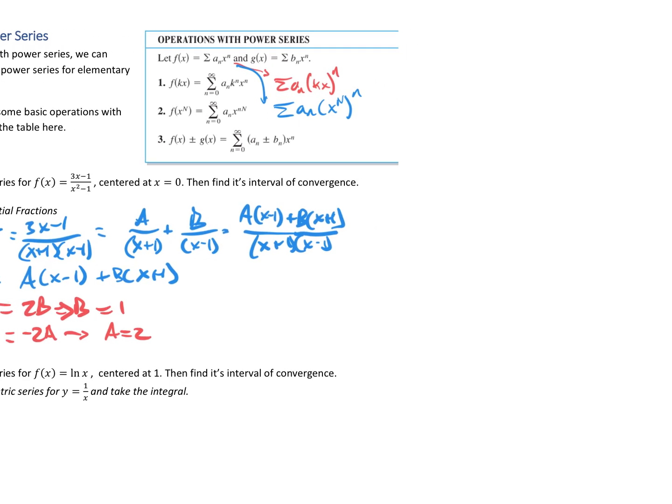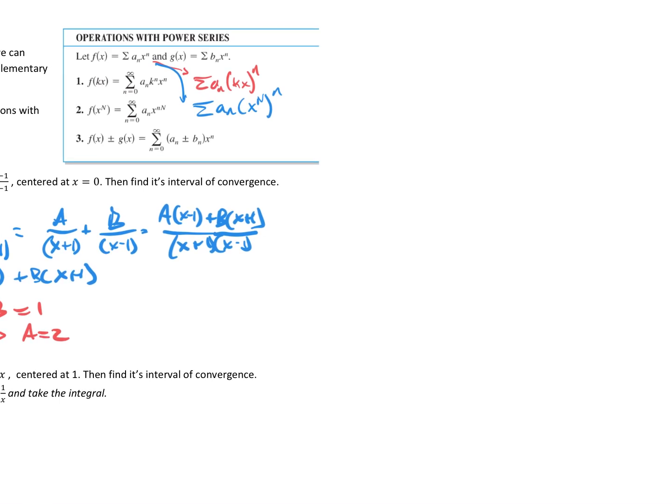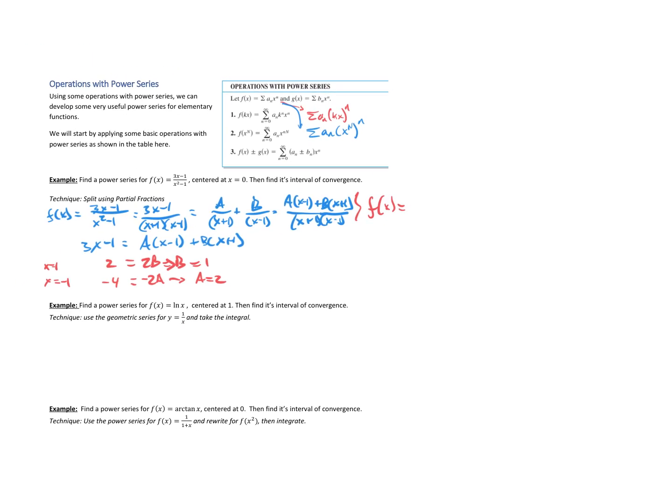All right. So all that to say, we now have f of x can be written as 2 over x plus 1 plus 1 over x minus 1. Oh, I'm sorry, I wrote that backwards. So that should be 2 over x plus 1, and B is 1, so 1 over x minus 1.